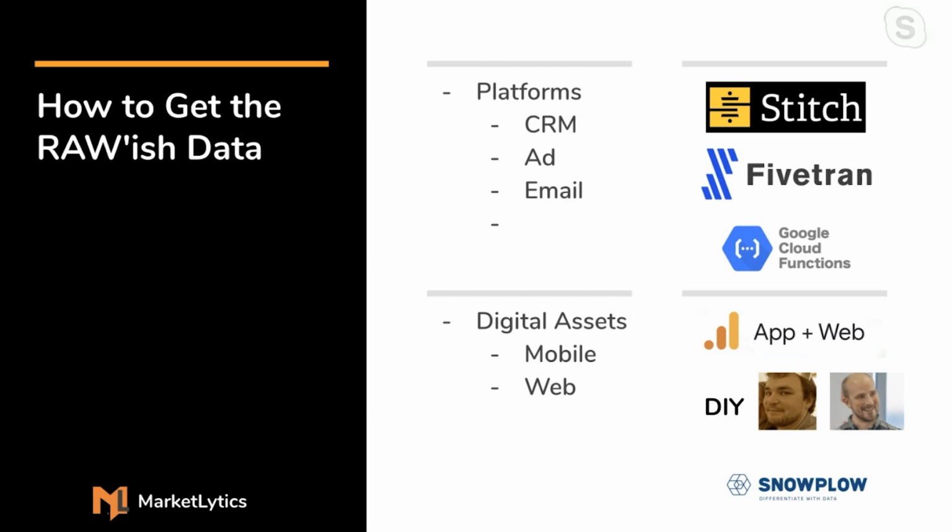And for collecting data where it's already in platforms, we have things like Stitch and Fivetran and Google Cloud Functions, which is a more managed way of getting data from, let's say, ActiveCampaign or Salesforce, for example, and then putting it into the same place or into the same database.